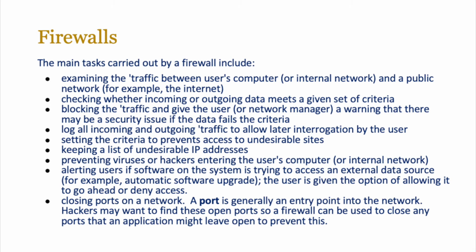Now, the main tasks carried out by a firewall include examining the traffic between the user's computer and the public network, for example, the internet. So it checks what's going on, what's coming in, what's going out. And it does that by comparing it against a set of criteria that has to be preset by the user or the network administrator. It then blocks this traffic and gives the user a warning that there may be a security issue if the data fails that particular criteria. It logs all incoming and outgoing traffic to allow later interrogation by the user.